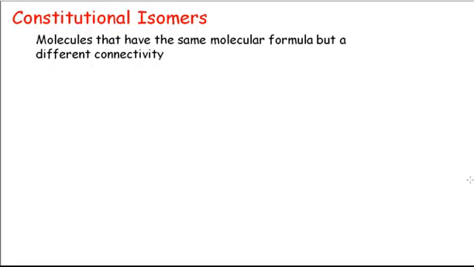Well, these are molecules that have the same molecular formula, but a different connectivity. Let's just look at a simple example. C4H10. This is our molecular formula, and it turns out that there's a couple of different ways that I can put C4H10 together. I'm going to have 4 carbons, 10 hydrogens. So let's just draw 4 carbons in a row. 4 carbons in a chain.